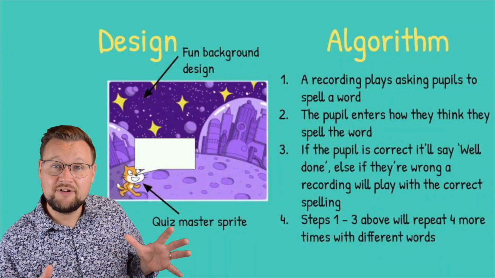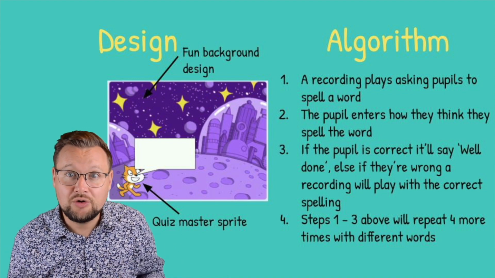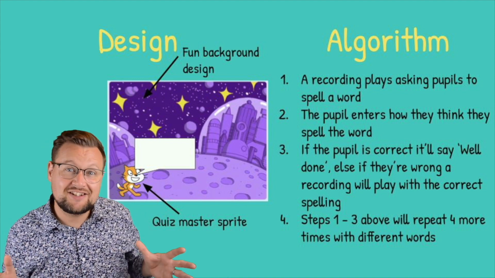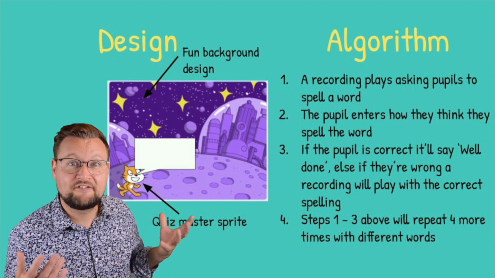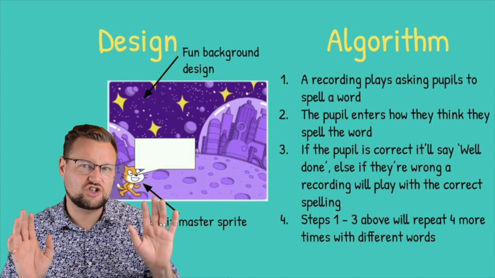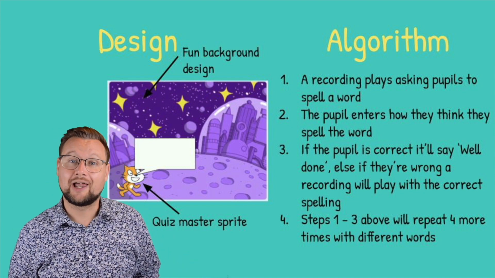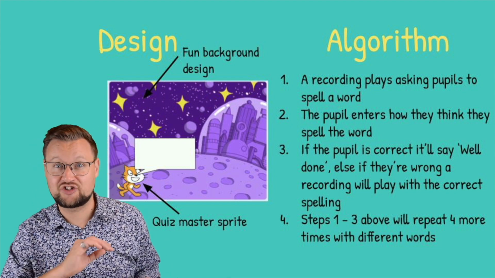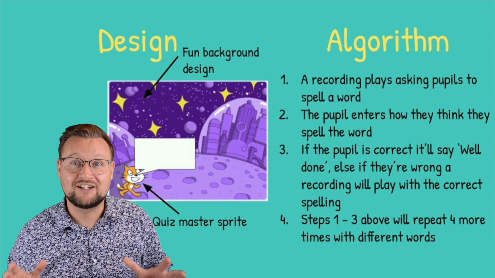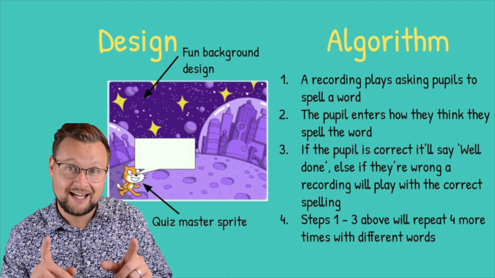Now in computing, our algorithm sets out really clearly what will happen in our program. So let me share with you the algorithm which I've created for our spelling quiz. So here it is, here's my simple design, including the algorithm that we've just been talking about. You can see the design says I need a quiz master sprite and a fun background to make it a bit more interesting. I've chosen the space one, but you can choose whichever one you like. And then we have our algorithm, which precisely, I'll try and say that word properly, precisely explains what will happen when our program is run.